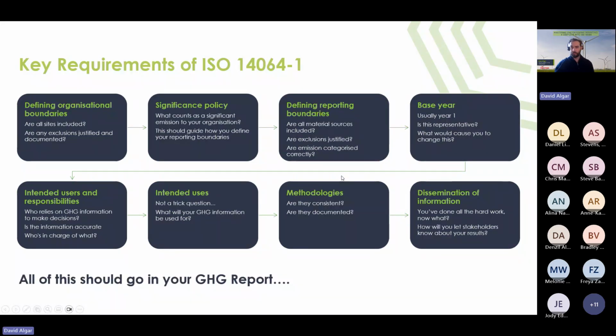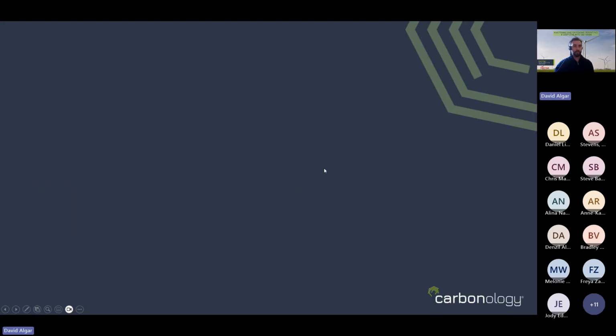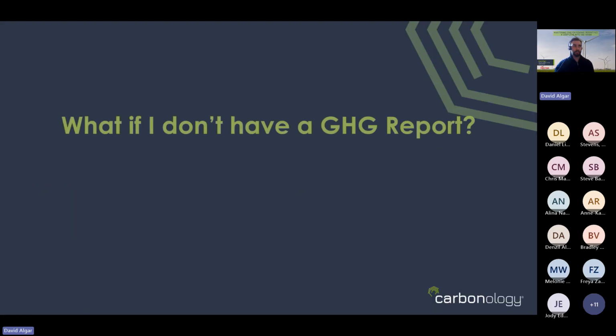And of course, all of this needs to go somewhere, and it all needs to go in your GHG report. So I've done a few audits now where we start and I say, please show me your GHG report. And they say, David, what the hell's that? What's a GHG report? So, okay. Don't panic. It's okay. It's all right if you haven't got one.